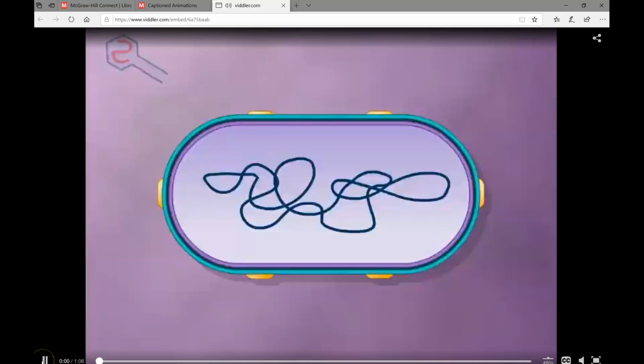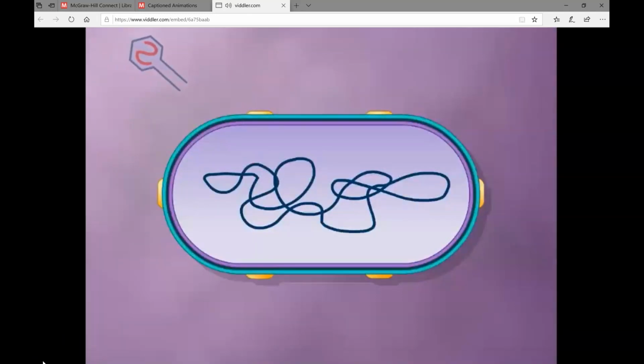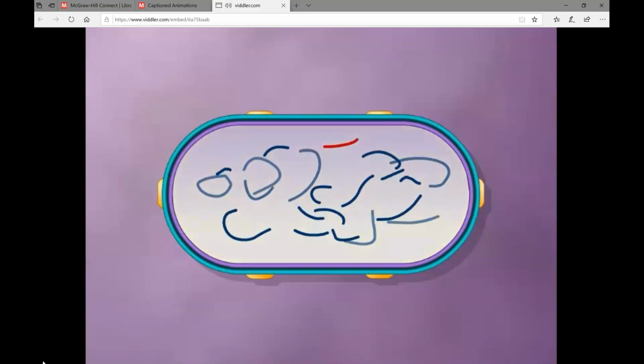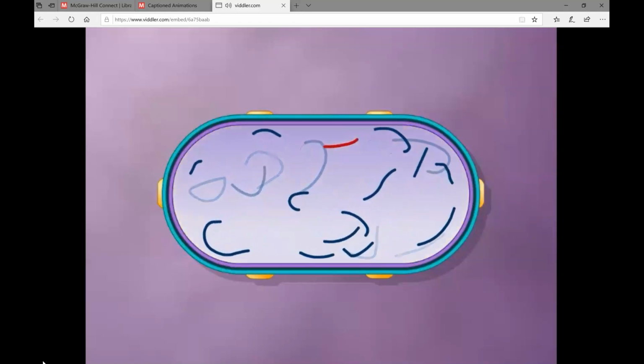In generalized transduction, a segment of DNA is carried from one bacterial cell to another by a bacterial virus called a bacteriophage, or phage. The phage attaches to the bacterial cell and injects its nucleic acid into the host cell. A phage enzyme is produced that breaks down the host DNA into smaller fragments.